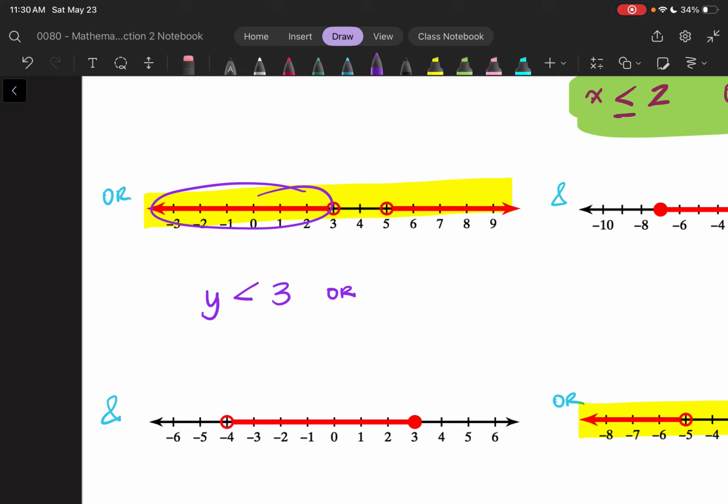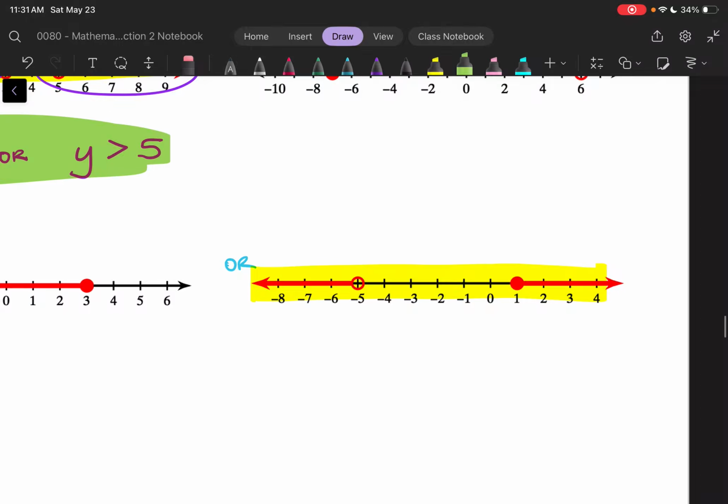And then I do the same thing for the second inequality. I'm keeping my variable, so I chose y before, I have to choose y again. My endpoint is 5. I will need to have a greater than symbol and no or equal to portion because I have an open circle. So this is what I got.